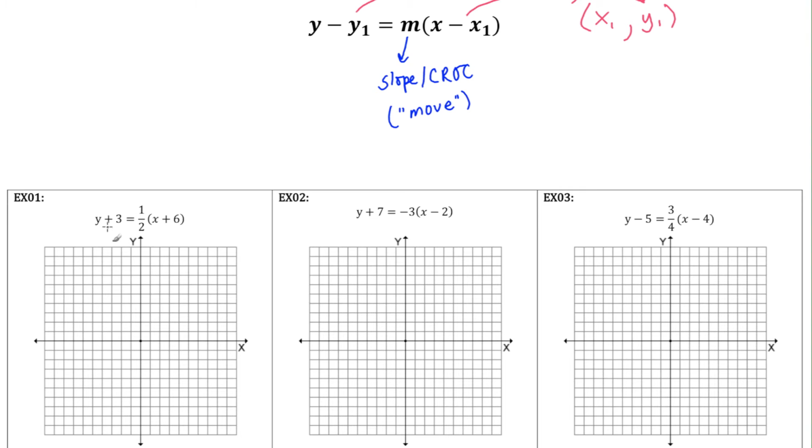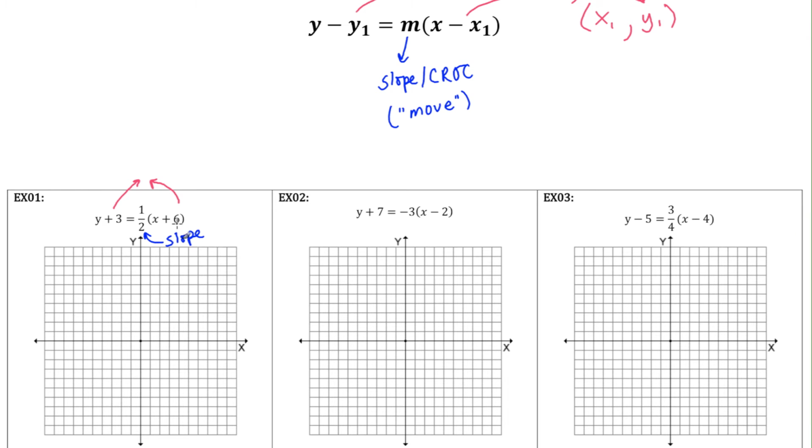So example 1 reads y plus 3 equals 1/2 times x plus 6. So let's go ahead and use our, well, we have a slope, right? Let's label some stuff. So this is our slope, and our point is right here and right here. It's kind of in the way, so I'm going to actually change how I showed my slope. That 1/2 is my slope. And the point that it gives me is right here. So the x plus 6.